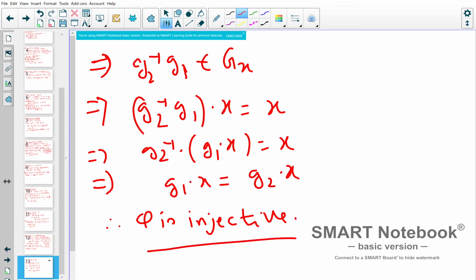Is it clear? Phi is injective. That means the map I defined from the orbit to the left cosets of the stabilizer of the same element is actually an injective map. This much is clear to everyone? If this is an injective map, then these are surjective because I assume both are finite sets. But I don't know that both have the same cardinality or not, so let me prove this also by a surjective map.